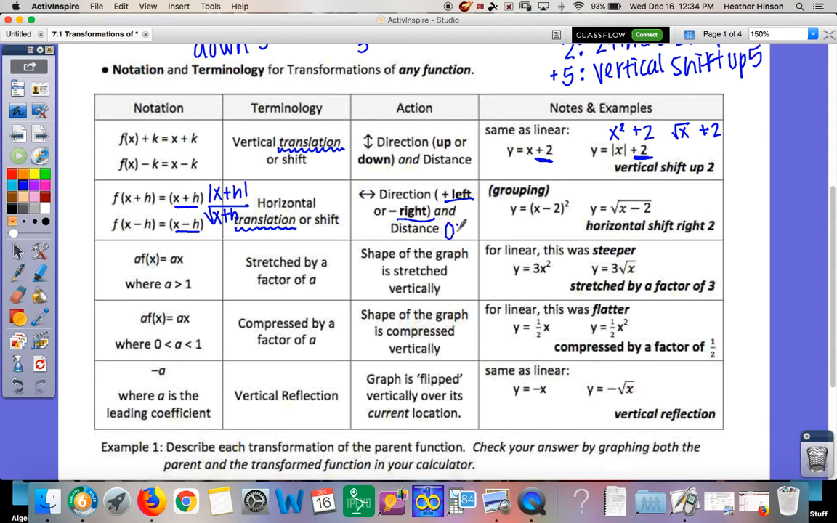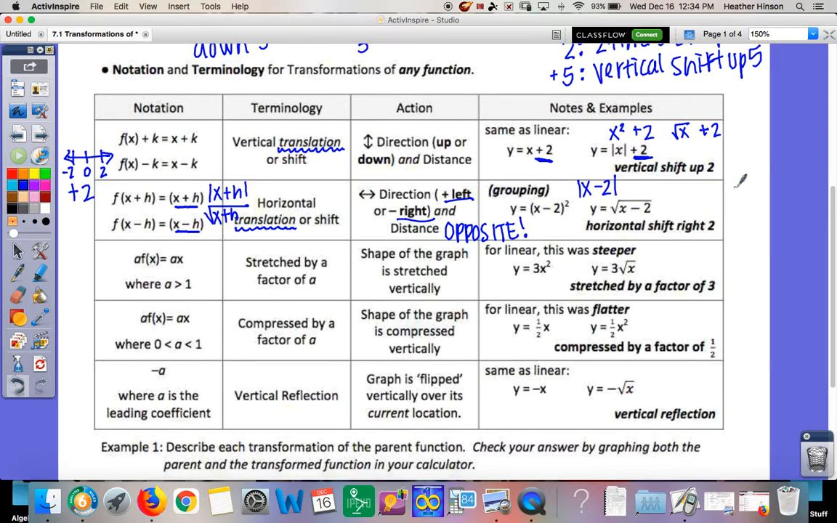And it's going to be the opposite of what you see. So if you see a positive 2, on a number line that would be over to the right 2, but we're actually going to go to the left 2. We do the opposite. So these are going to be grouped. They're going to be inside your parenthesis, inside your square root, or inside your absolute value. And you're going to do the opposite.